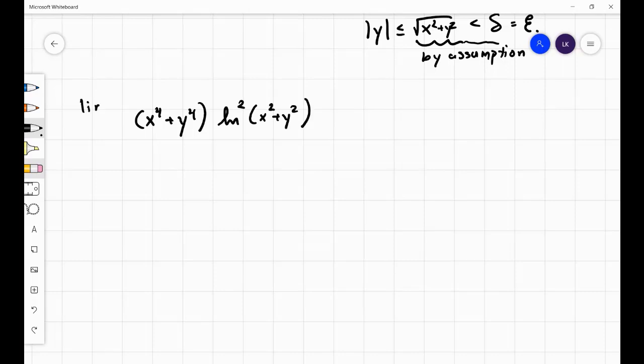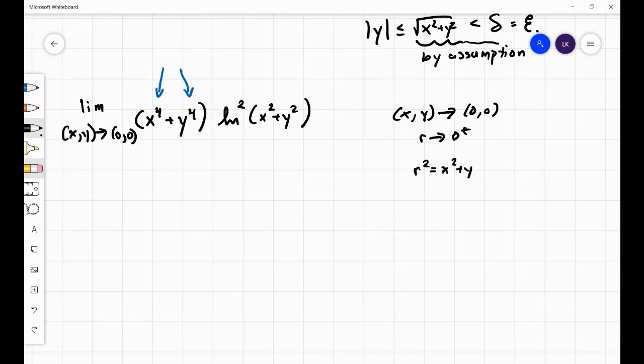It's a little trickier. So here we see that we don't have x squared plus y squared. We have x to the power 4 plus y to the power 4. It would be nice if you could use this idea that approaching the origin means the same thing as letting r go to 0. But we can't use the fact that r squared is equal to x squared plus y squared over here.